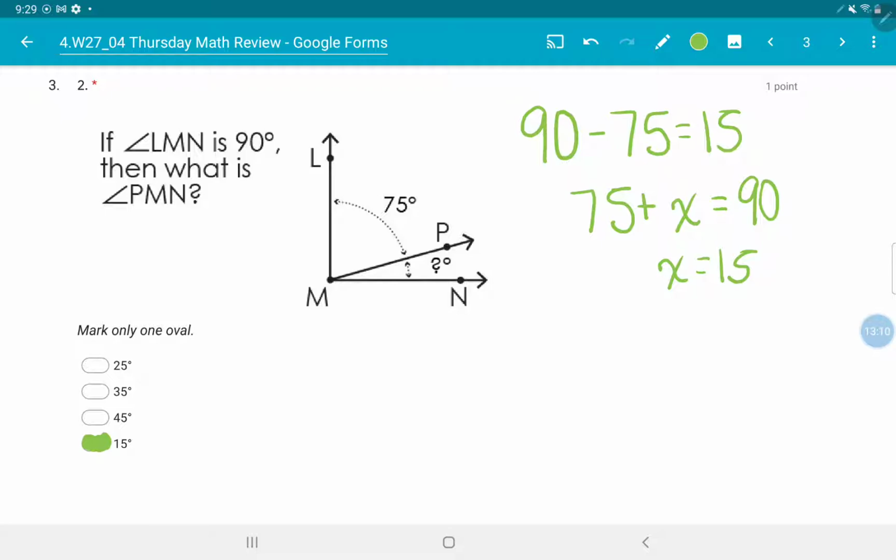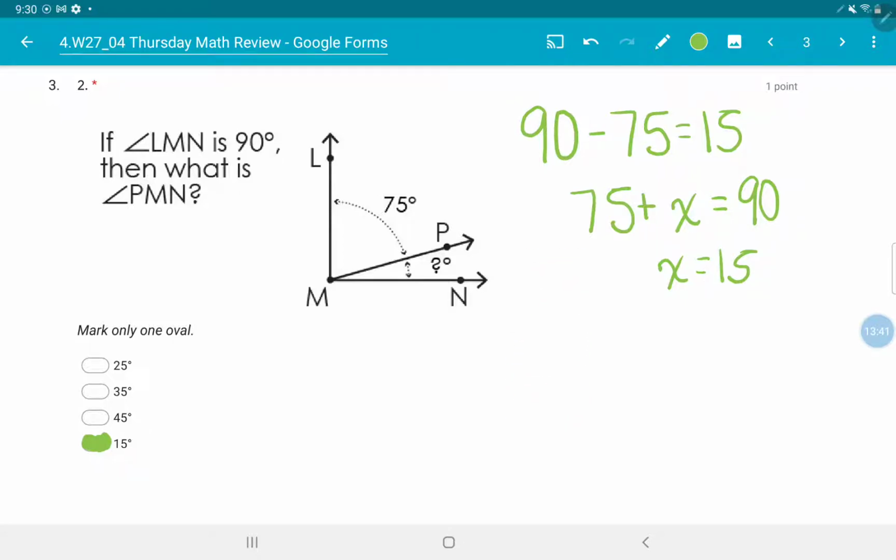Anybody do something different besides adding up or subtracting? What did you do? You could do 90 divided by 75, then you get your answer. Wait, no, no, you're not dividing it. We know the total is 90, and we've got 75 of that taken by angle LMP. So I could either subtract to find the missing part, or I could add up like Cash did. Either one of those two strategies would work.